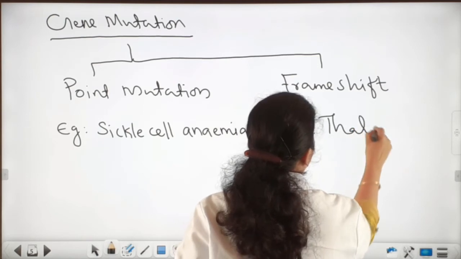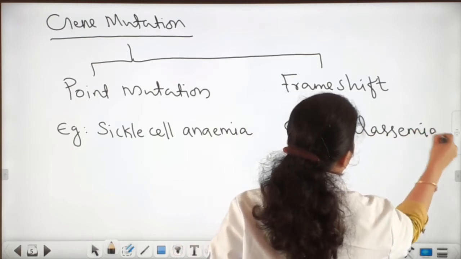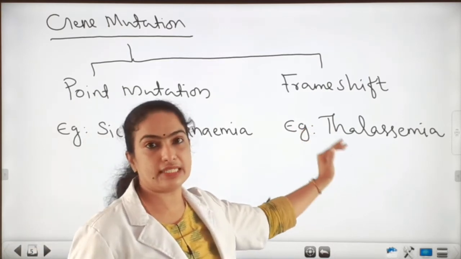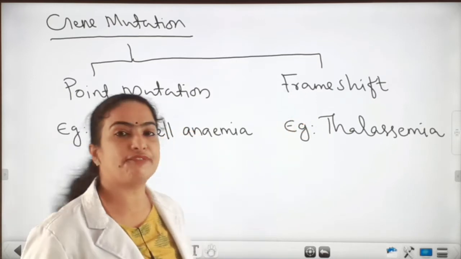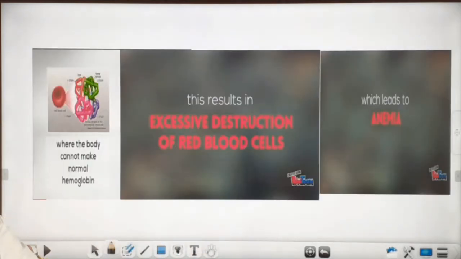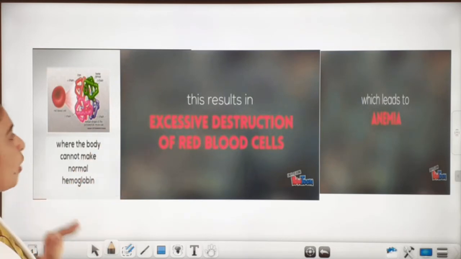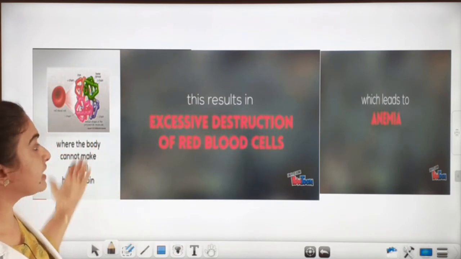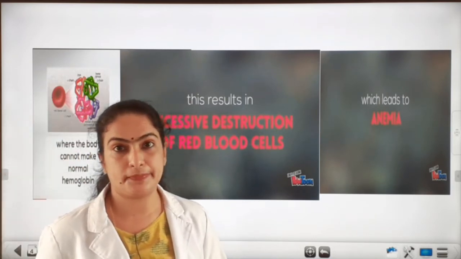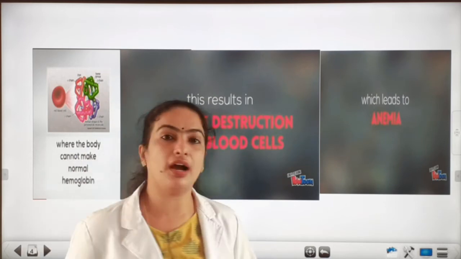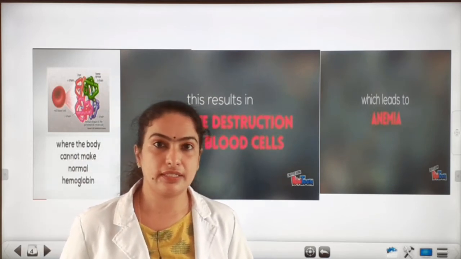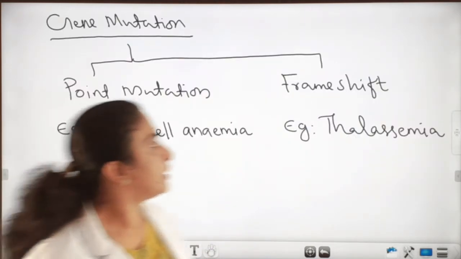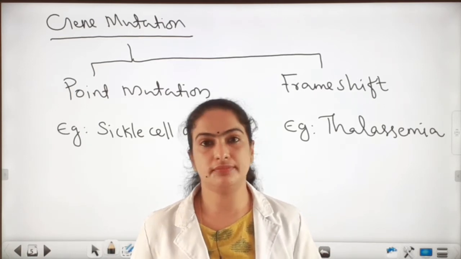Example, thalassemia. Thalassemia is an example. This is a type of disease, a disorder due to this frame shift mutation. The disorder is that the body cannot make normal hemoglobin in this thalassemia condition. So that results in the excessive destruction of red blood cells, RBC, which leads to anemia. Is it clear? So this is the condition of thalassemia, and that's all about gene mutation.